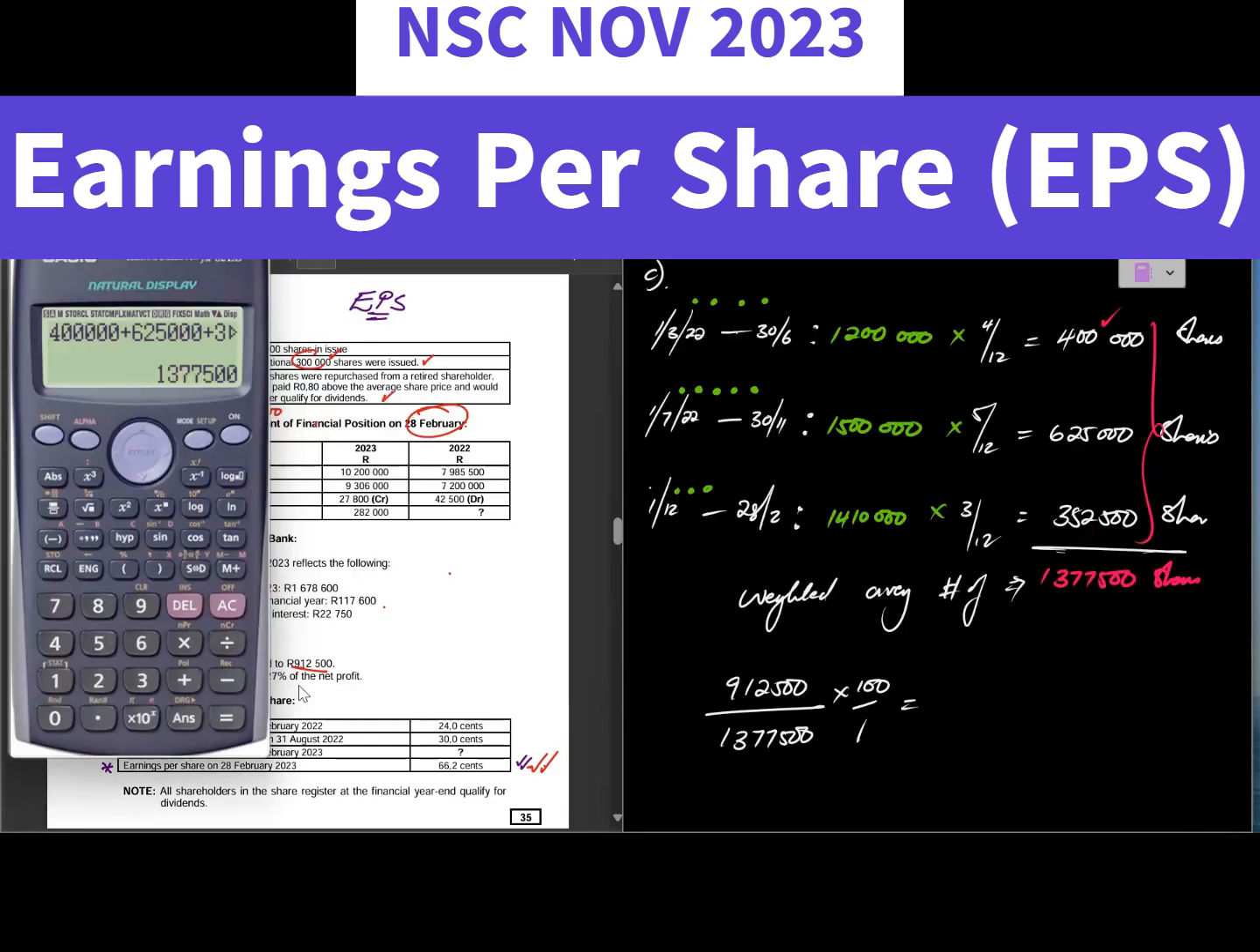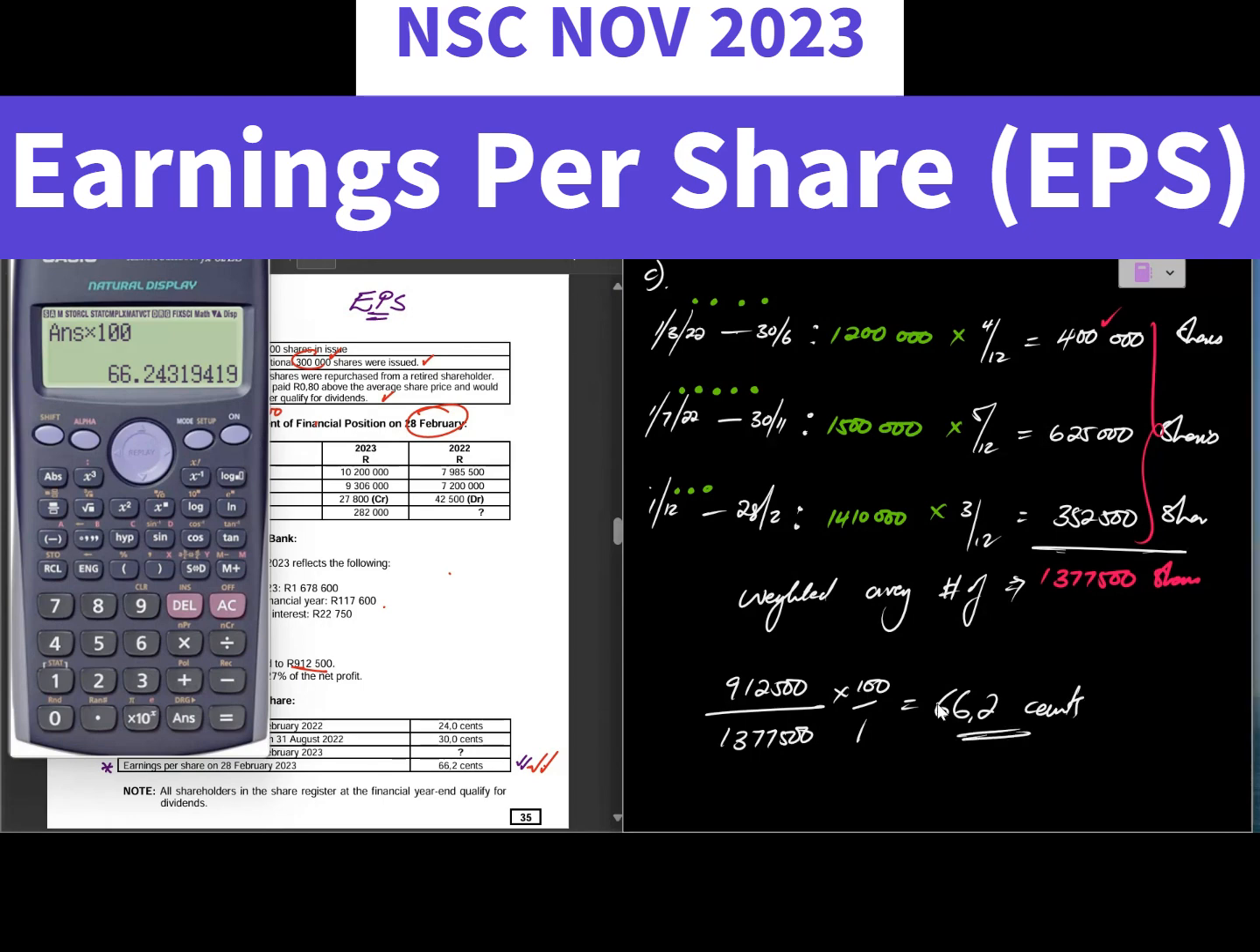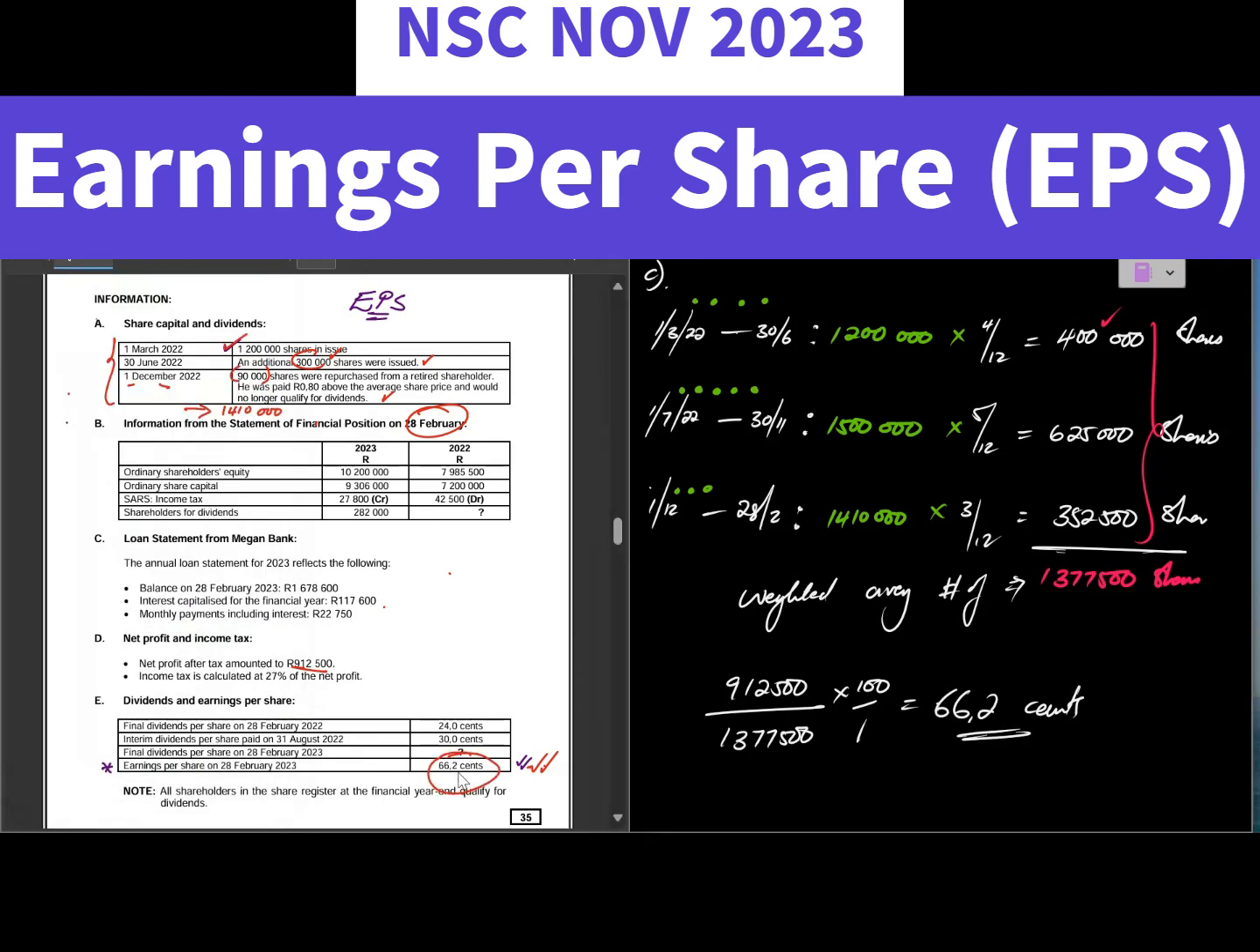So I'll come here and say my net profit after tax, 912,500, and we're going to divide that by the 1,377,500. Are we good? All right. Remember, if we multiply it by 100, we're going to get 66.2. So I end up with 66.2 cents, which is what we see over here.